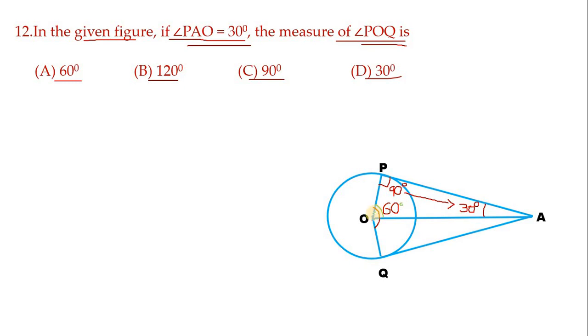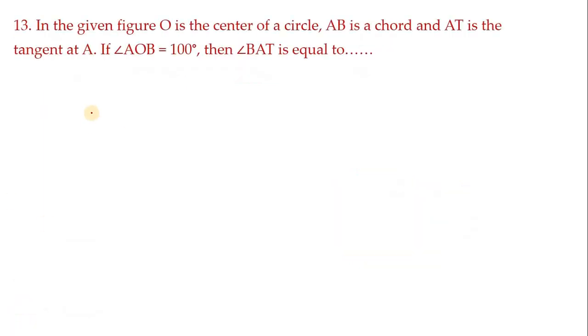And you know that this angle is equal to this angle because these are corresponding angles, because these two triangles we can show as congruent triangles. Now this 60 degree added to this 60 degree, how many degrees will we get? We get 120 degrees. Therefore the correct option is B. Move on to the next problem, children.